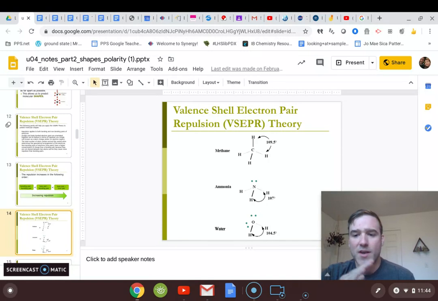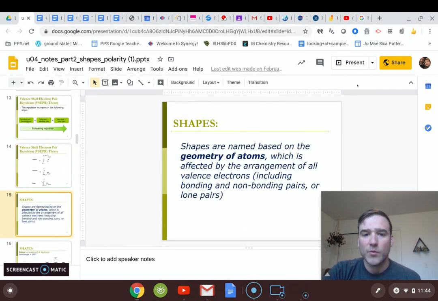So we're going to now start to name the different shapes that come about depending on the number of steric centers and the number of non-bonding pairs of electrons within each steric center. The shapes are based on the geometry of atoms, so it's affected by the arrangement of all the valence electrons, including bonding and non-bonding. You're going to see a different name for each of the 4 possible steric centers, and then also modifications of that shape based on the presence of non-bonding pairs. So we'll go through them one at a time in order.